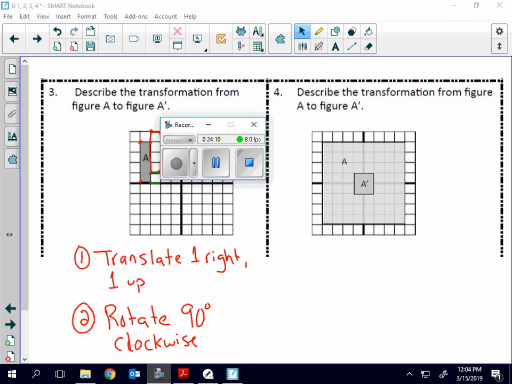All right, and the last one, describe the transformation from figure A to A prime. This time it starts with the bigger one and goes to the smaller one. So if I pick a corner and pick the corresponding corner on A prime and read those coordinates, I'll be able to figure out what I multiplied by. So A, let's forget the negatives. You guys don't like negatives. Let's do the positive coordinates. A is at 4, 4.